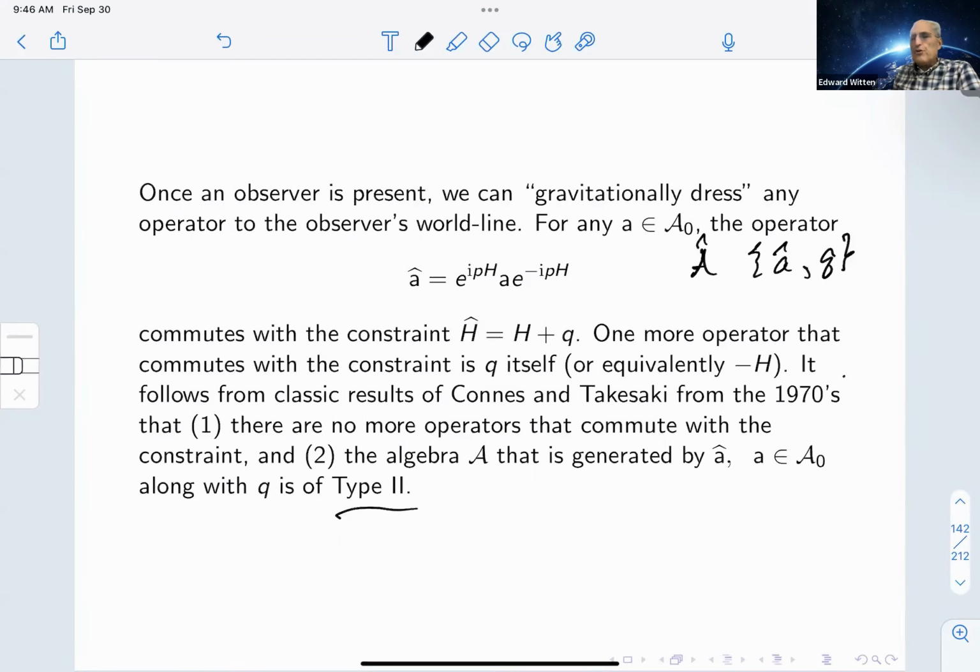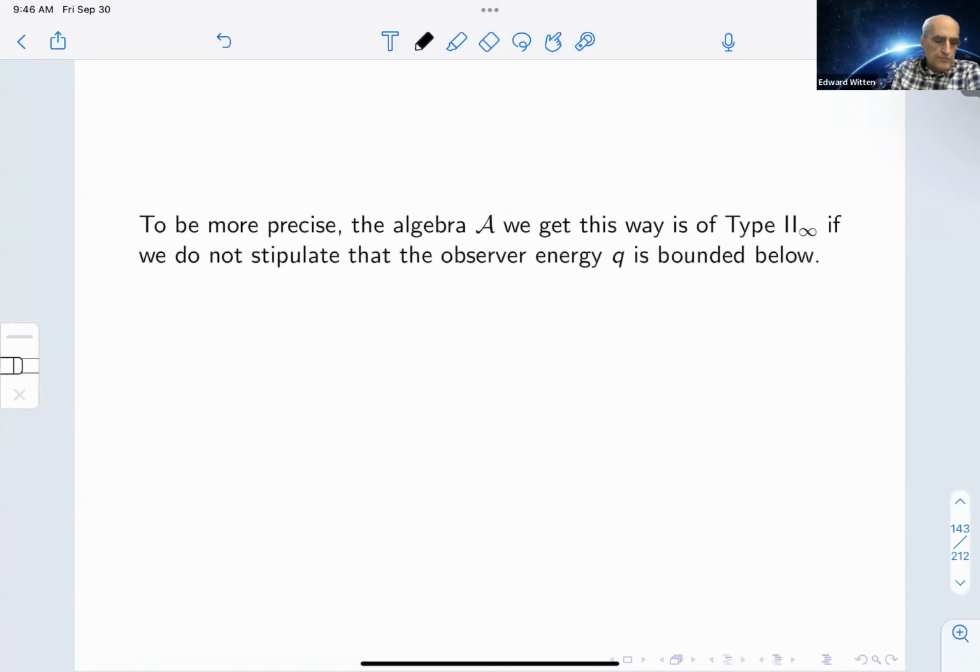Type 3 algebras were hard to understand because they were the hardest type of von Neumann algebra. They discovered this construction which can create a type 2 algebra out of a type 3 algebra. And importantly, they showed you can go backwards and essentially reconstruct the type 3 algebra from the type 2 algebra. So what they were doing was introducing a method to study type 3 algebras. For us, it's a natural physical construction in de Sitter space. It just happens that including the observer landed us on this classic construction of Kahn and Takasaki.